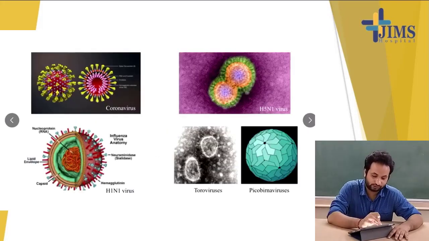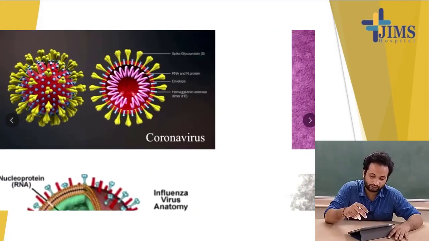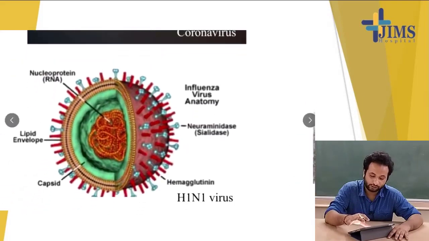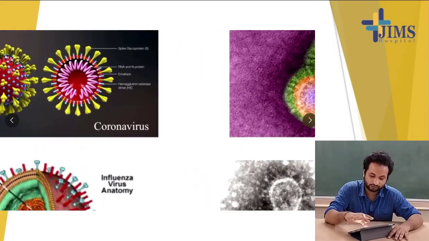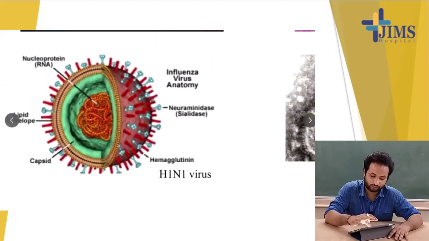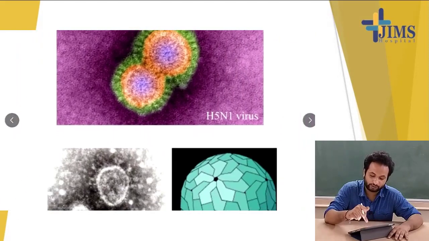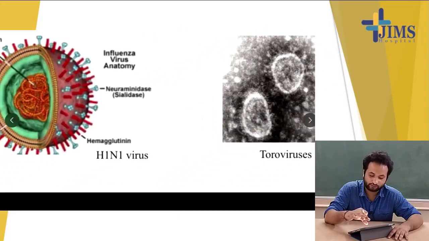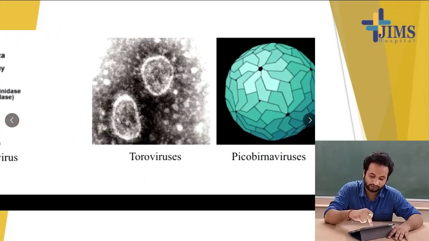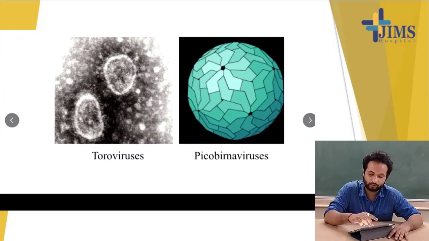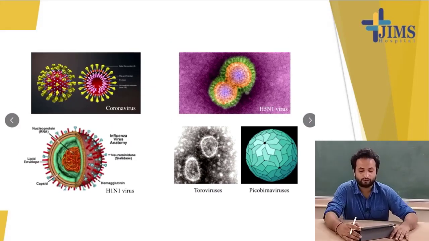So this is your coronavirus. This is how it looks. Details of all these viruses have been taught to you. So this is your coronavirus. This is H1N1. This is your H5N1. H1N1 was your 2009 pandemic strain of influenza. This is your Torovirus, and this is your Picobirnavirus. Okay. So thank you.